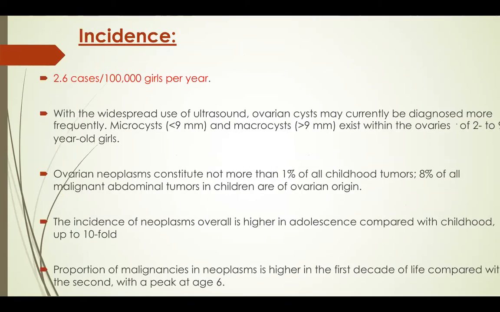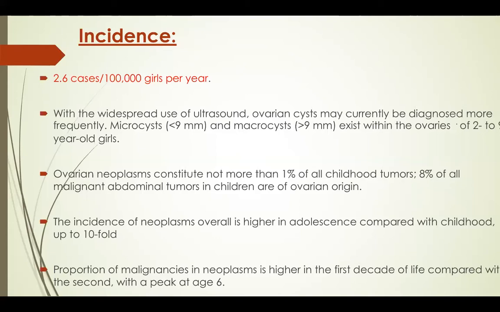Incidence: 3 cases per 100,000 girls per year. Why is it now more common? Because of the widespread use of ultrasound, ovarian cysts may currently be diagnosed more frequently, even if they are less than 1 centimeter, in girls from 2 to 9 years of age. Ovarian neoplasms are not more than 1% of all childhood tumors, but they are 8% of all malignant abdominal tumors in children. So they are rare, but they represent 8% of abdominal tumors.